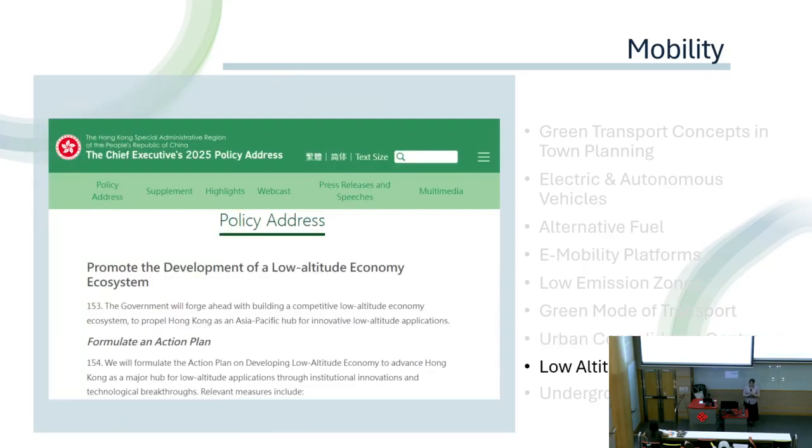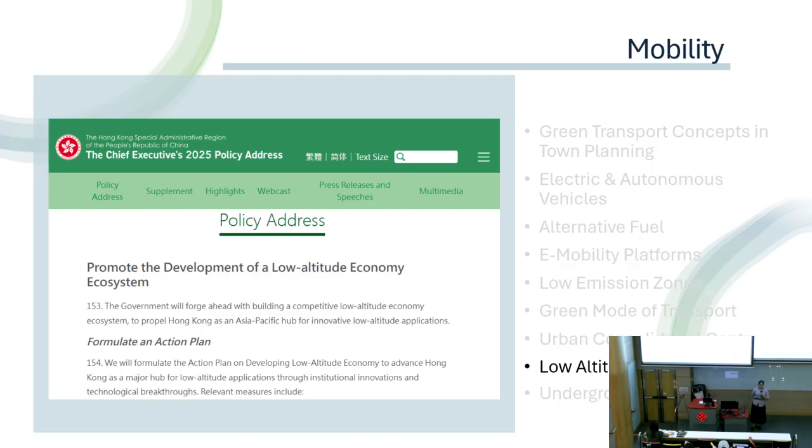The latest policy address is actually promoting low altitude economy. I remember when I first started with Arup, this was considered an advanced technology. The first thing we looked at was why we should encourage the use of drones. One of the things we saw was that drones use electricity and we can source green energy for electricity, reducing carbon. That's why we're promoting the use of drones, or at least UAVs, to do short deliveries.